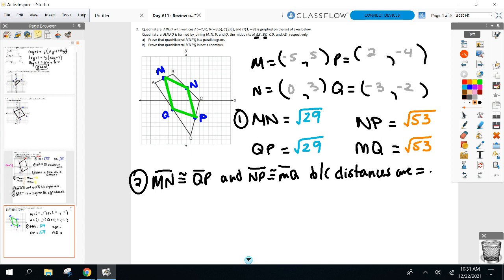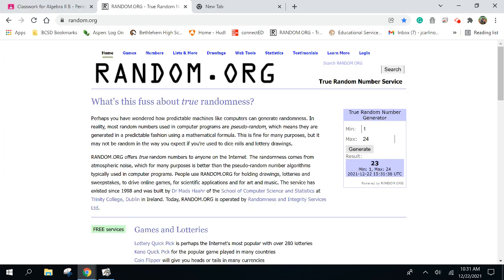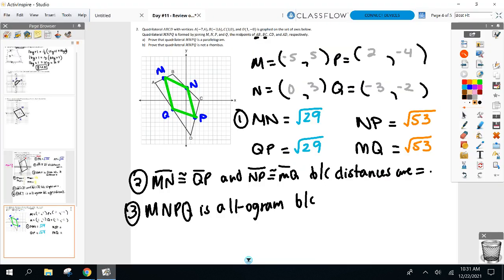I think it's a parallelogram now. MNPQ is a parallelogram. Because in this case, it's not opposite sides parallel, right? In this case, it would be 23. Why isn't this a parallelogram? Opposite sides are congruent. Done. Because opposite sides are congruent.